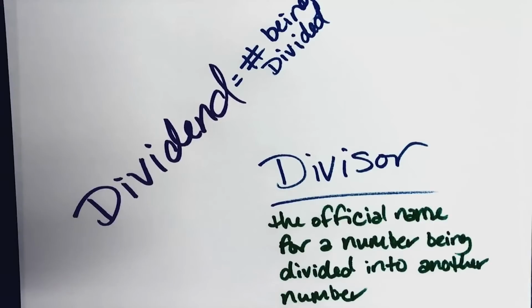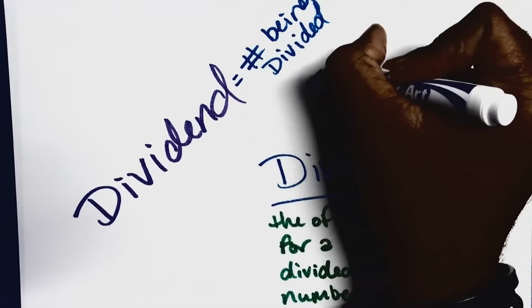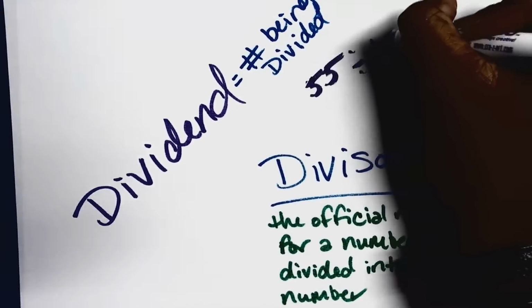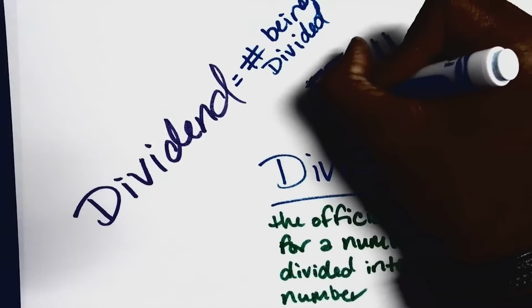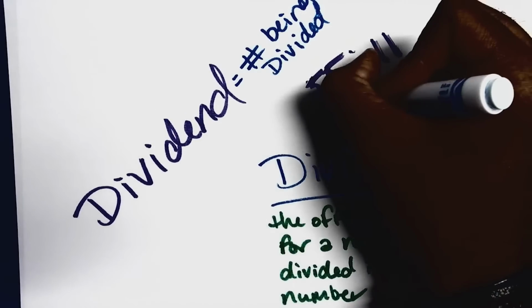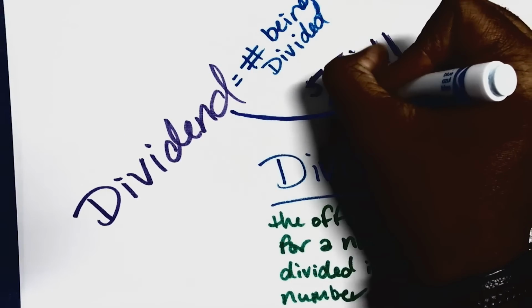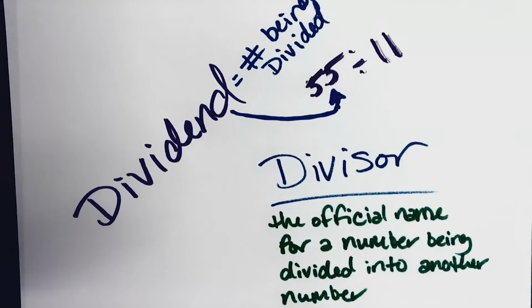Good job. So, for example, if I had 55 divided by 11, 55 would be my what? Correct. It'll be my dividend. And 11 will be my divisor.